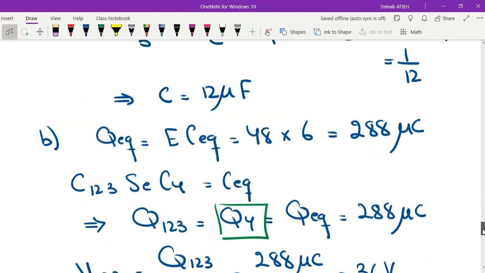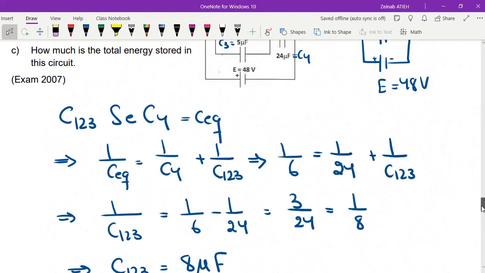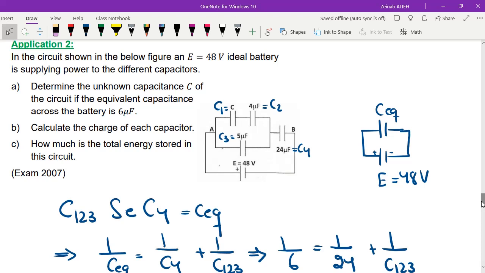Let's do now the last part. C says how much is the total energy stored in this circuit. Total energy inside this circuit. هلا أنا معي ال Q لكل capacitor. فين نقول half Q1 squared over C1 plus half Q2 squared over C2 plus half Q3 squared over C3 plus half Q squared. يعني بحسب ال energy that is stored in each capacitor.